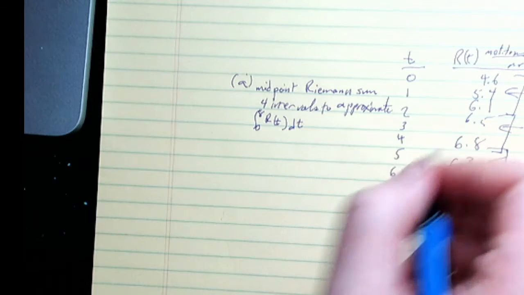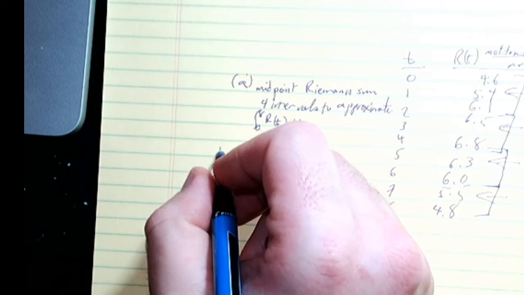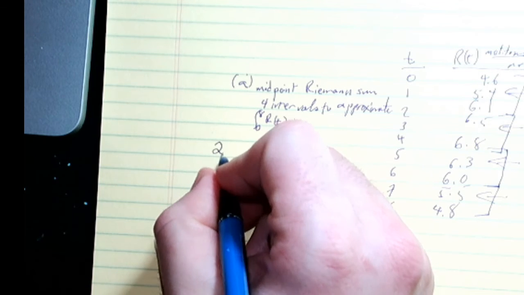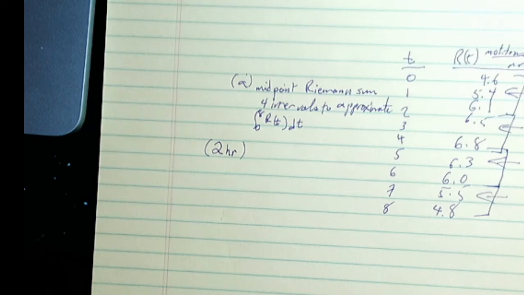So what is that? Well, it's the sum of 4 intervals. The first interval is 2 hours long. In fact, every interval is 2 hours long. We're going 0 to 2, 2 to 4, 4 to 6, 6 to 8.